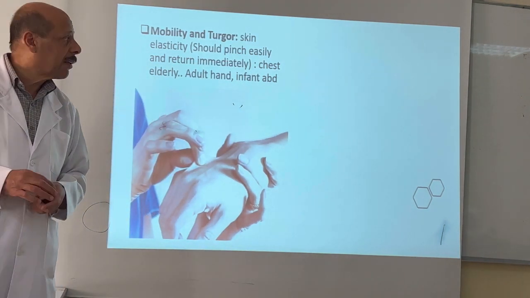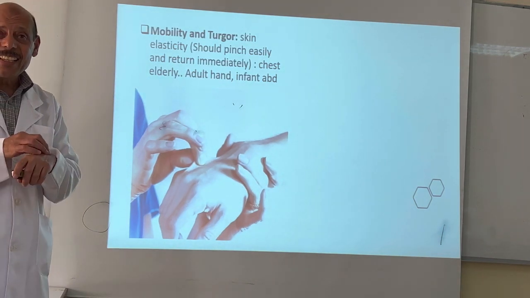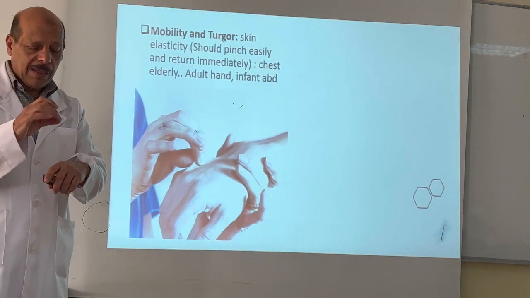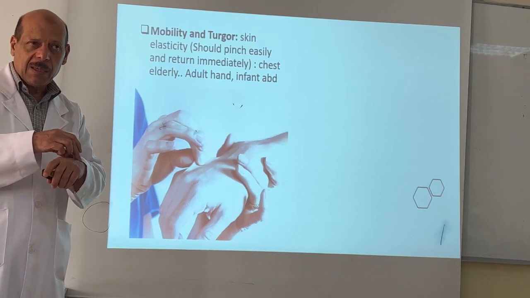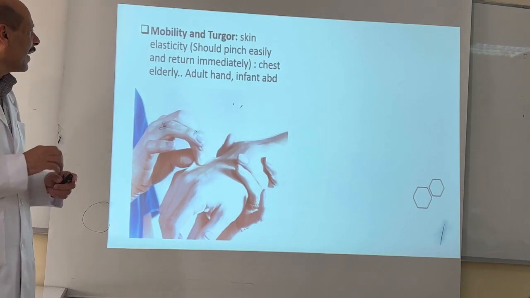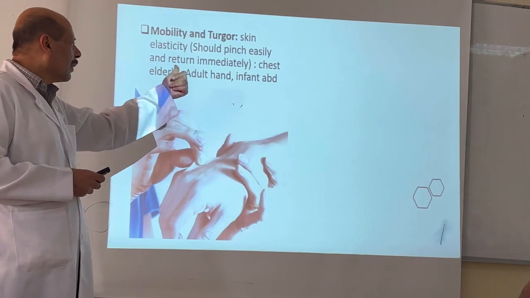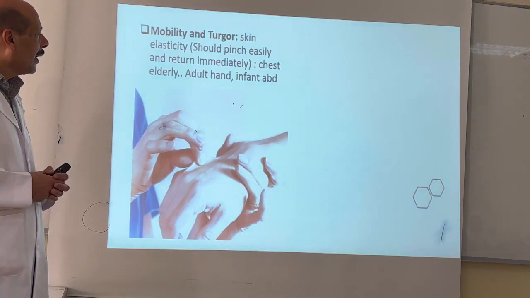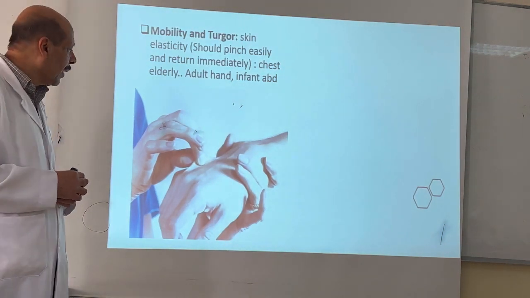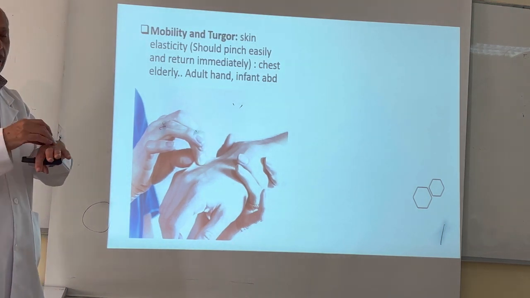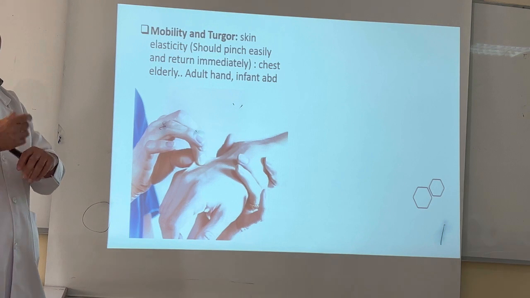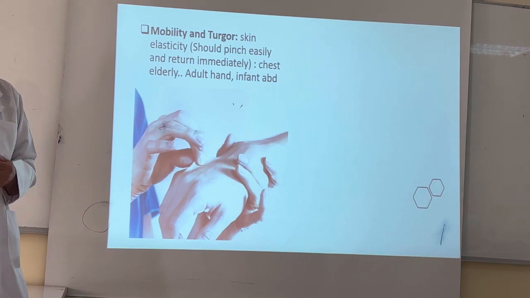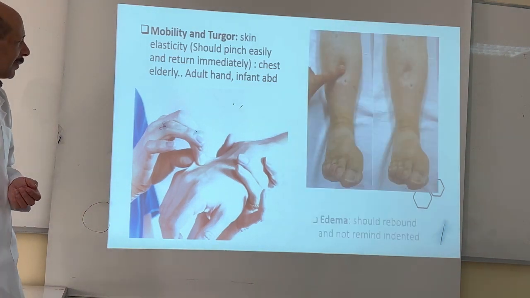Mobility and turgor of the skin. So the skin is elastic. As we said, elasticity means that when we pinch the skin, it has to return back immediately after we let go. So this is the elasticity of the skin. It will return immediately. In the elderly, adult, and infant, there is a difference between them. In an old man, it will take a long time, because it will not return immediately, because of the subcutaneous tissue and because sometimes of dehydration.